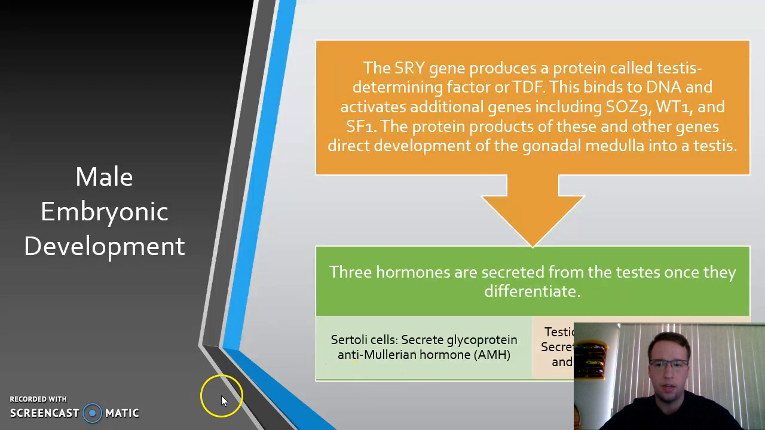Now moving on to the male embryonic development. Once the SRY gene is present and the embryo is becoming a male, the SRY gene will produce a protein called the testes-determining factor, or TDF for short. So TDF will bind to DNA, and this will activate additional genes that include SOX9, WT1, and SF1. So the protein products of these and other genes will direct the development of the gonadal medulla into testes.